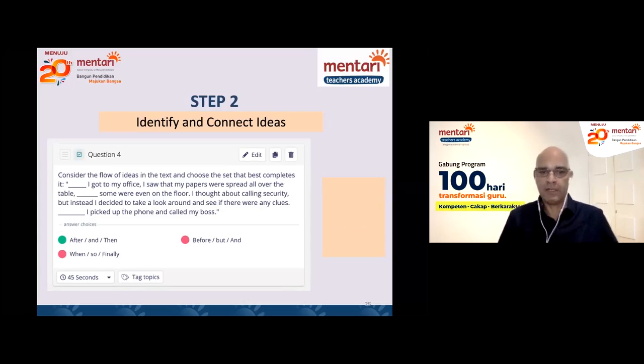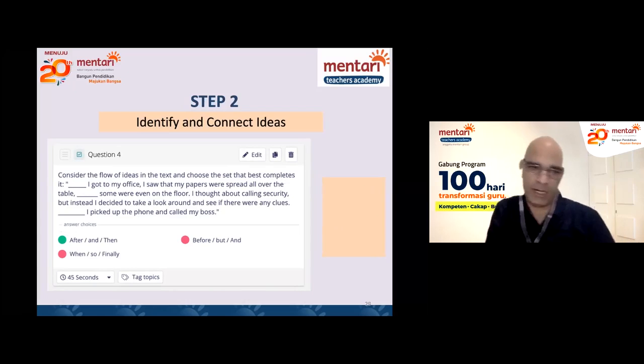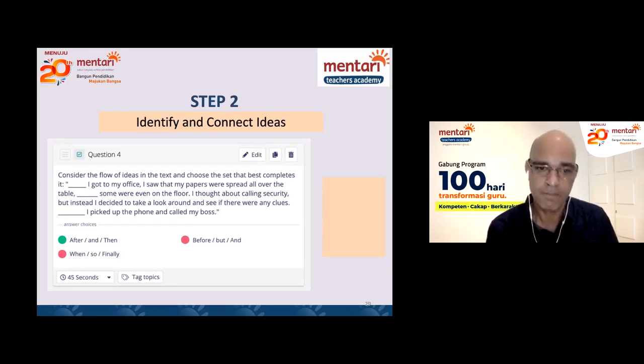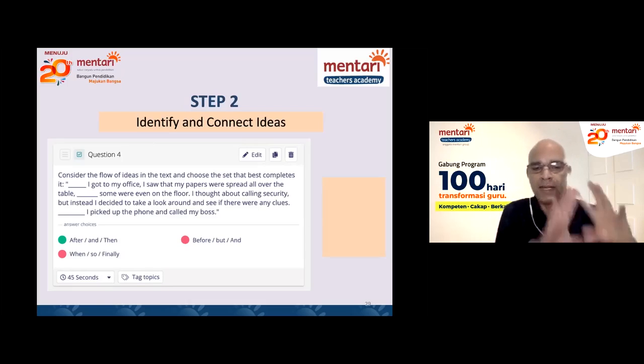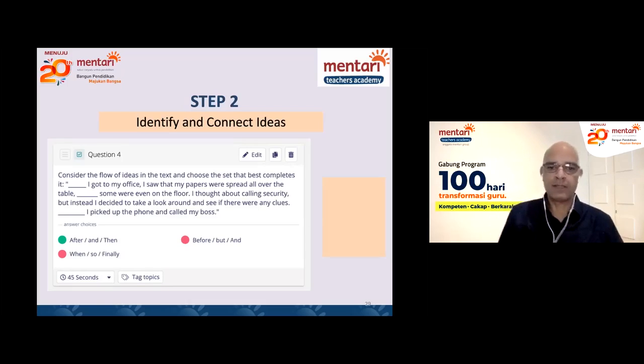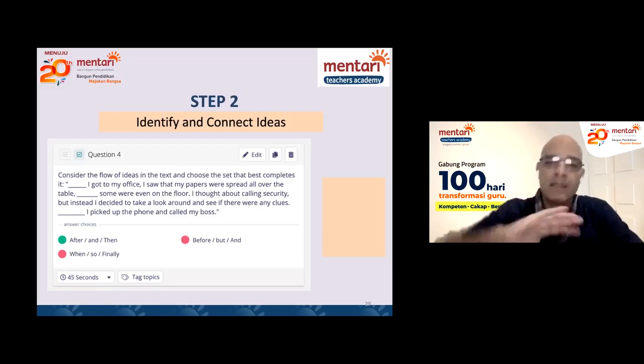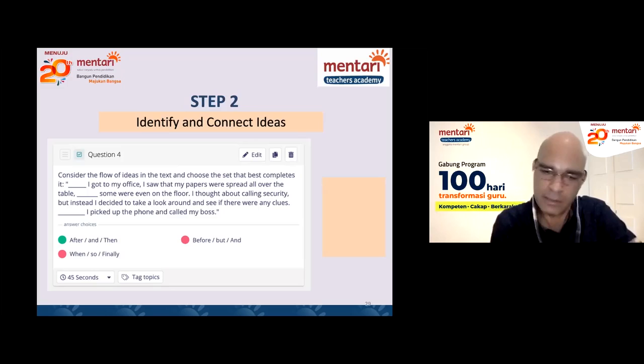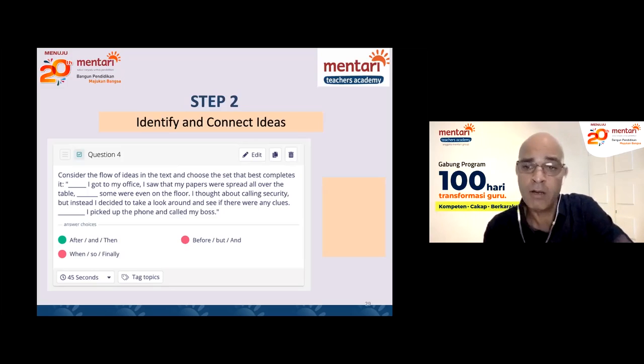And what about this one here? Okay, the best answer is the one in green, right? Consider the flow of ideas in the text and choose the set that best completes it. After I got to the office, I saw that my papers were spread all over the table and some were even on the floor. I thought about calling security, but instead I decided to take a look around and see if there were any clues. Then I picked up the phone and called my boss. So if you look at the whole meaning here, this is what matters the most. But again, if you got it right or wrong, it's just a detail for what we're doing now.